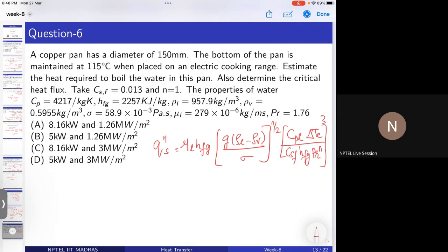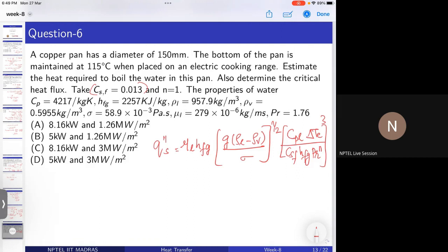Okay, so this is the Rosenow's correlation. For finding out the heat flux, everything is given. This is a coefficient which depends on the solid fluid combination. If you look at any standard heat transfer textbook, such as the one by Incropera, you can see a table which gives the value of CSF for various surface fluid combinations.